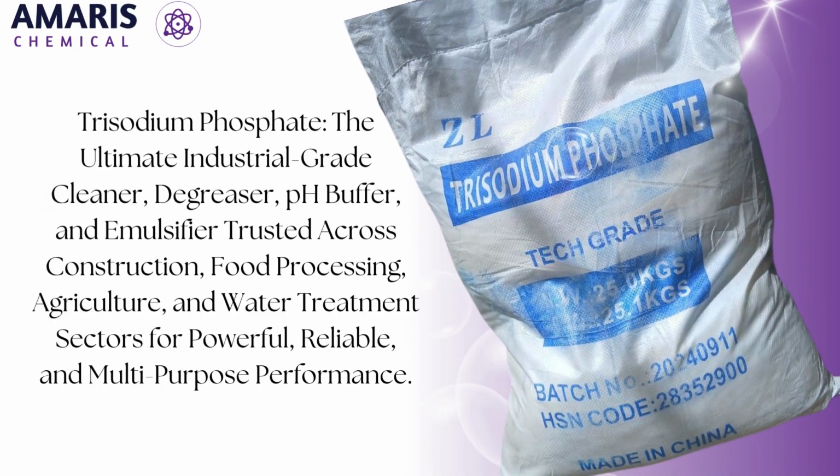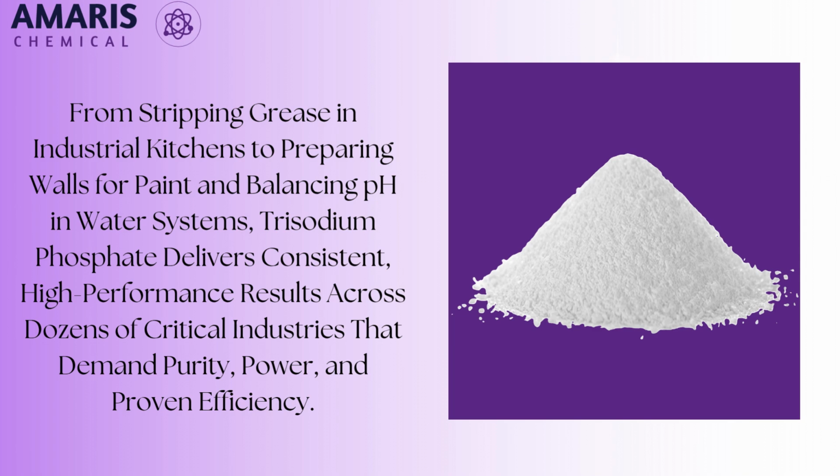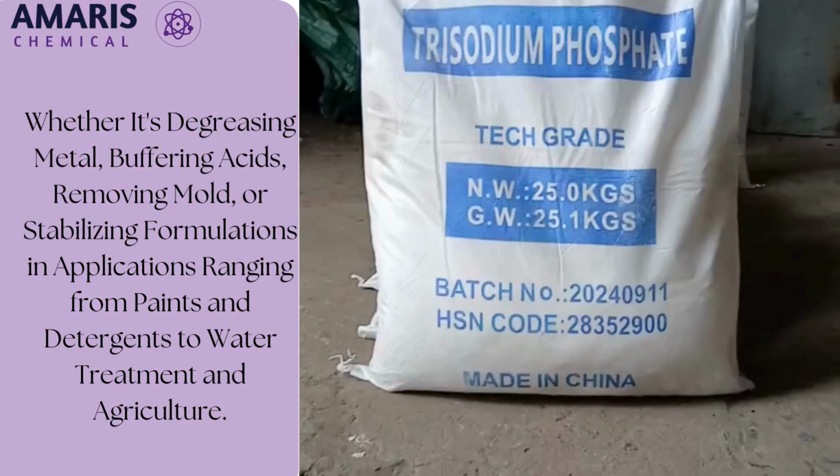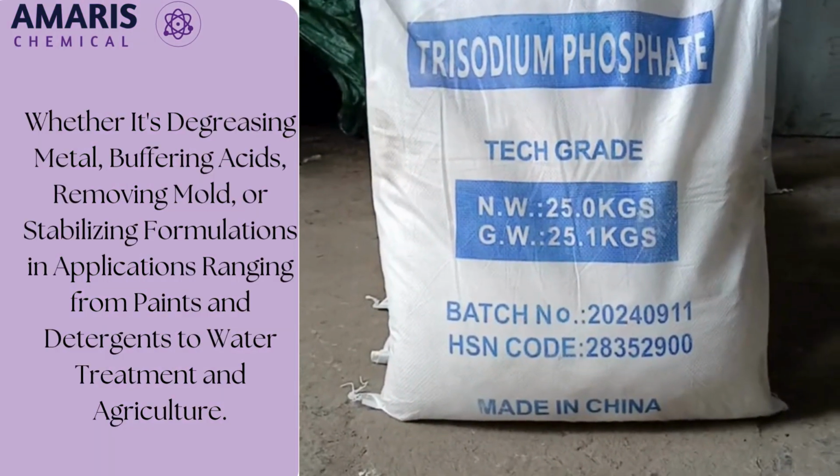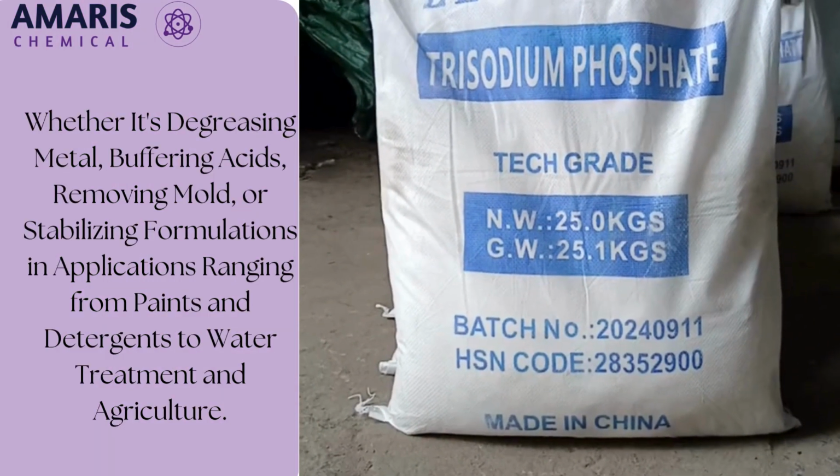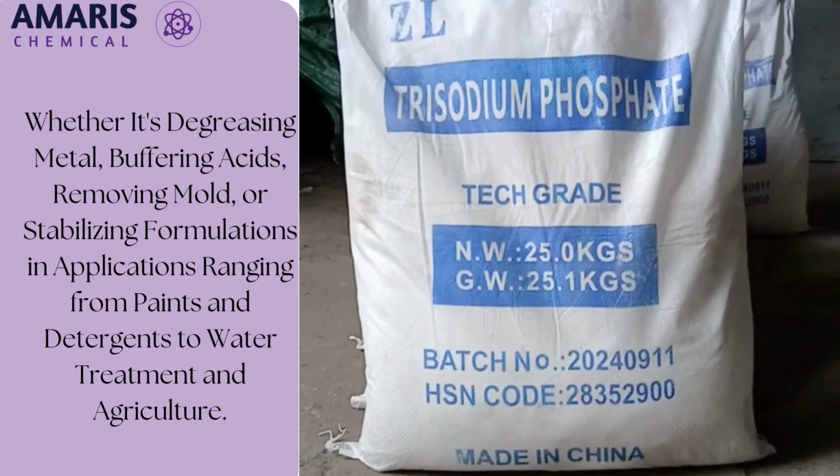Trisodium phosphate, TSP, is a highly versatile inorganic compound composed of 3 sodium atoms bonded to a phosphate group, forming a white, granular or crystalline powder that is readily soluble in water. It is widely recognized for its strong alkaline properties, typically yielding a high pH when dissolved, which makes it particularly effective as a powerful cleaning and degreasing agent.